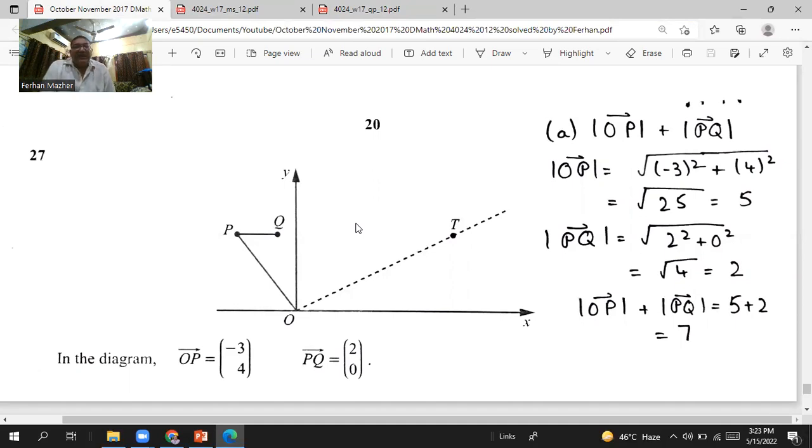In the same way, we can find the PQ. The PQ will be 2 square plus 0 square. So it will be 4. So 4 square root is 2. So now if I add both the square roots, it will be 5 plus 2, and that will be 7. So this OP is basically under root 25, that's 5. And this is under root 4, which is 2. So you just add them, that will be 7.